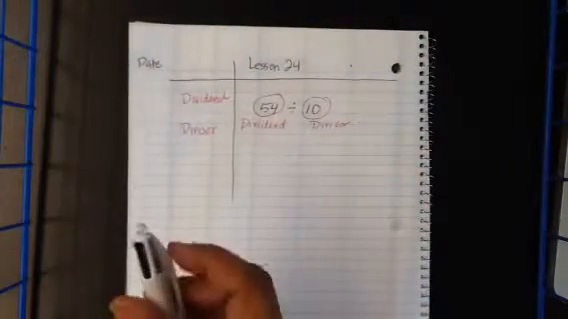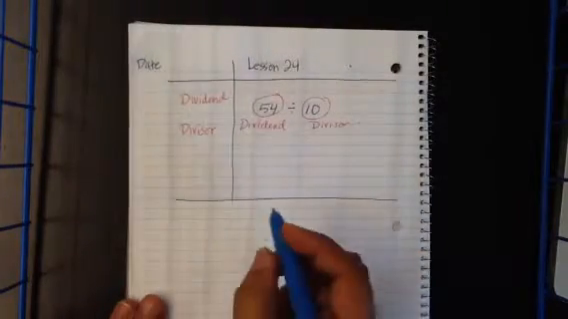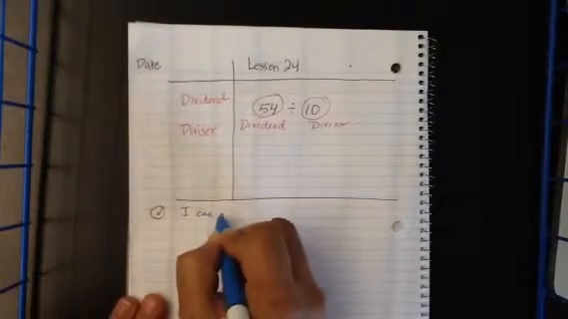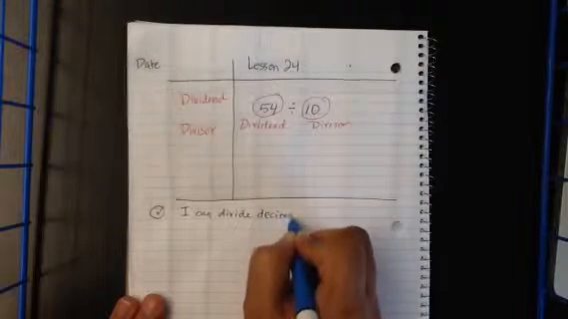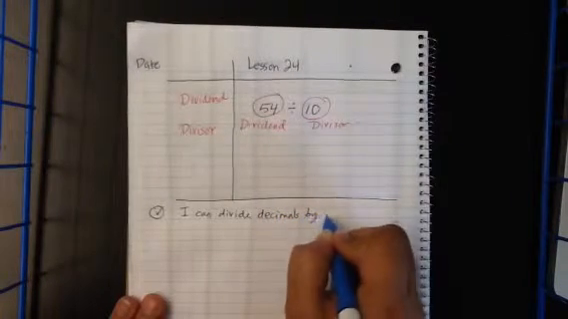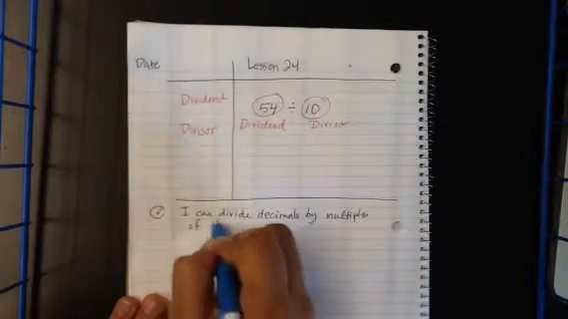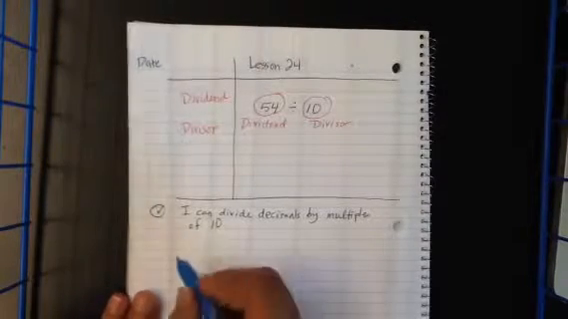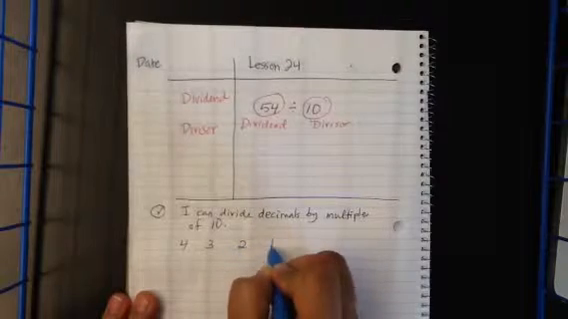Okay. Our target for today, if you go ahead and draw a line at the bottom of your organizer, is that I can divide decimals by multiples of 10. At the very end of this lesson, I want you to be able to give yourself a score of a 4, 3, 2, or 1.